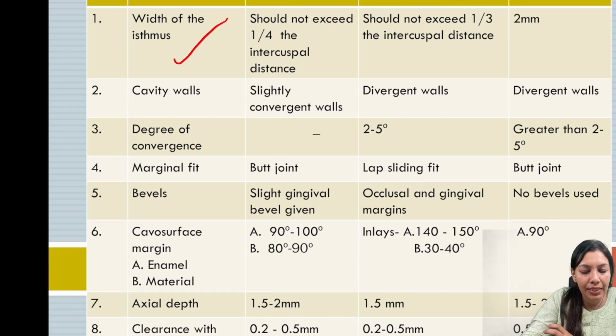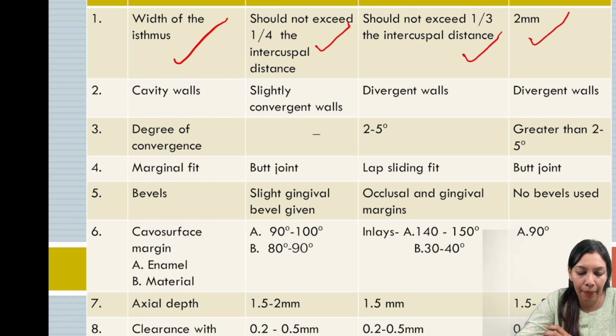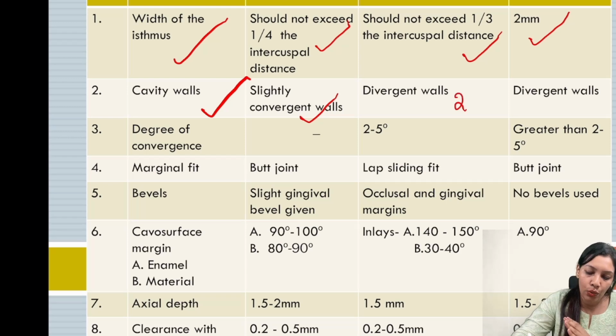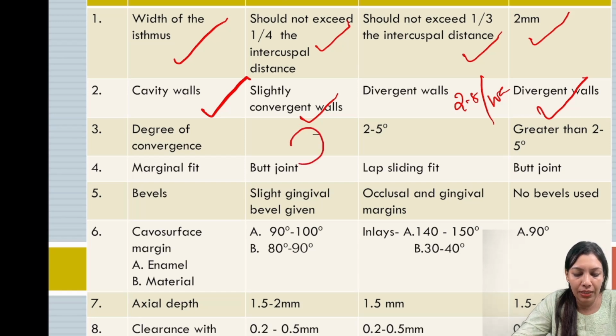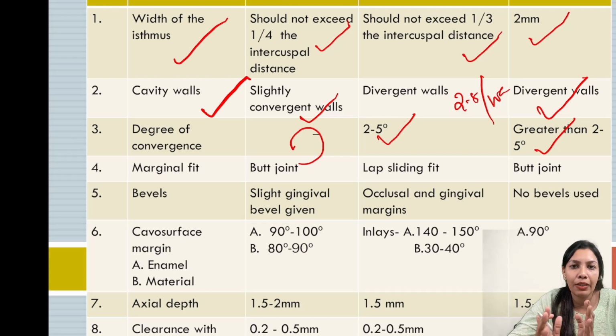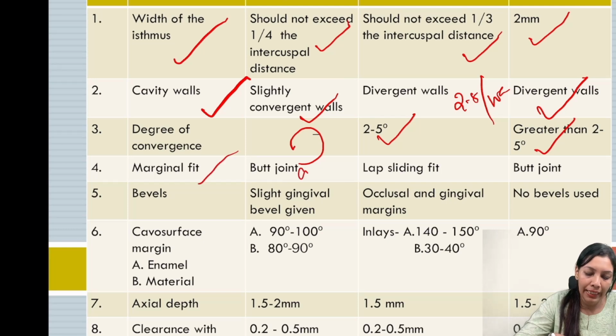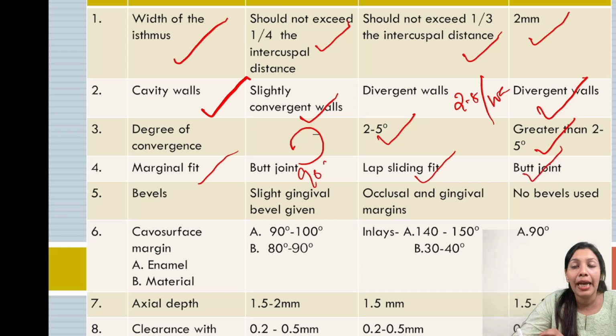So the width of the cavity in amalgam, we know that 1/4, here 1/3. It is 2 mm in the cast ceramic. Cavity walls are slightly convergent in amalgam; here, divergence of 2 to 5 degrees per wall. Here, no convergence value is there. Here 2 to 5, greater than 2 to 5 in the case of cast ceramic. It will be slightly more divergent. Marginal fit, we know that 90 degrees. Here it is a lap or sliding joint of about 130 degrees. Again, cast ceramic, it is 90 degrees like that of amalgam.